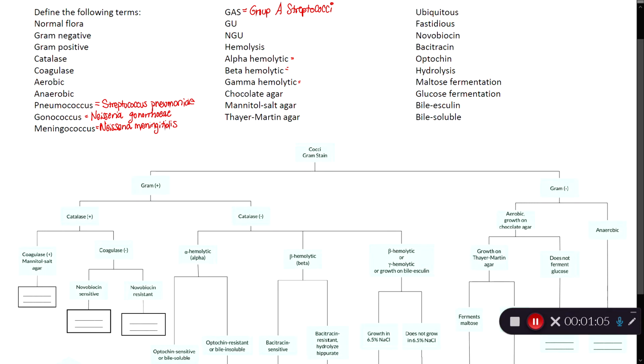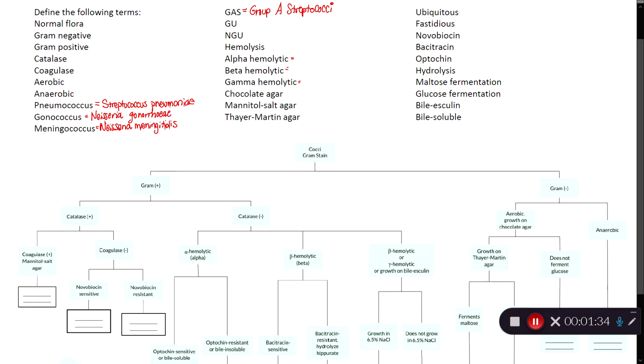We do have some sort of nicknames that we refer to for some of these organisms. So pneumococcus stands for our Streptococcus pneumoniae, gonococcus, our Neisseria gonorrhoeae, and meningococcus, our Neisseria meningitidis. You might also see the abbreviation GAS used frequently, and that stands for our Group A Streptococcus, also known as Streptococcus pyogenes.